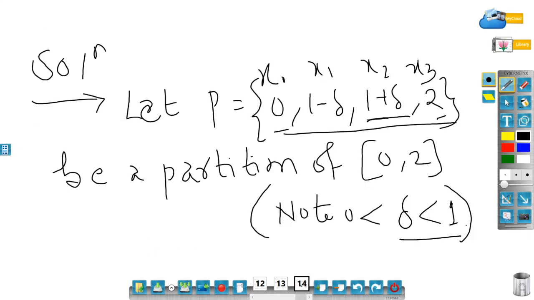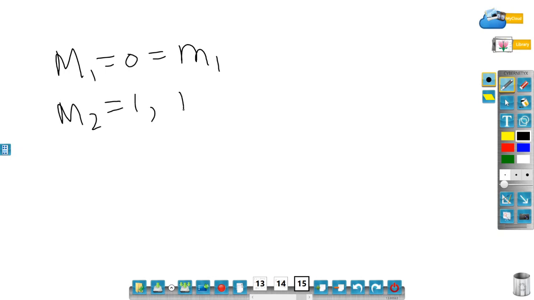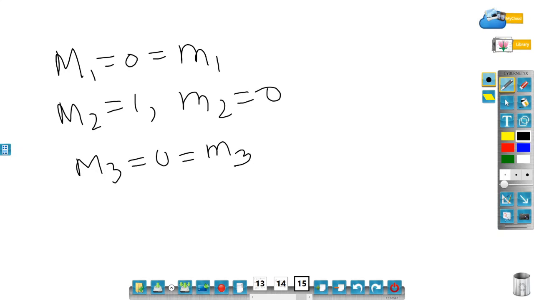So let me write that down. M1 is equal to 0, which is equal to small m1, capital M2 is equal to 1 and small m2 is 0, and capital M3 is equal to 0, which is equal to small m3.